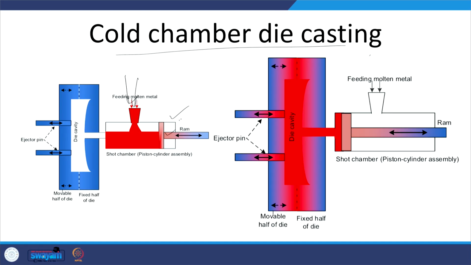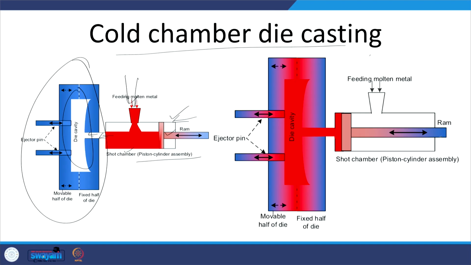This is the piston and this is the shot chamber. You can see the piston cylinder assembly, and then the ram will be moving the piston to build up the pressure. This is the die cavity, and when the piston moves towards the left side, pressure will be built up, and the molten metal through this channel will be filling the die cavity in this zone.